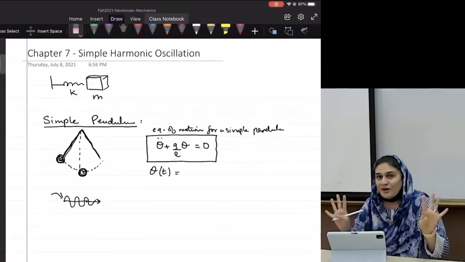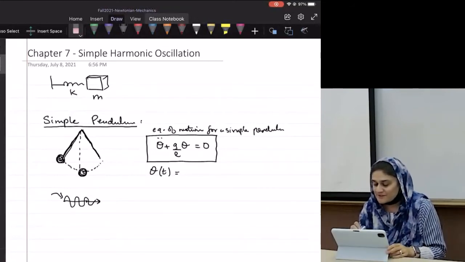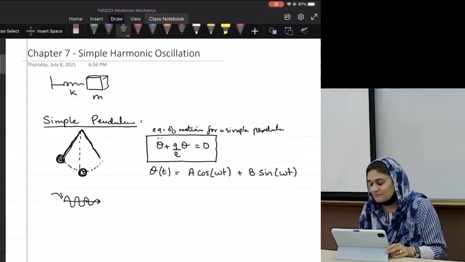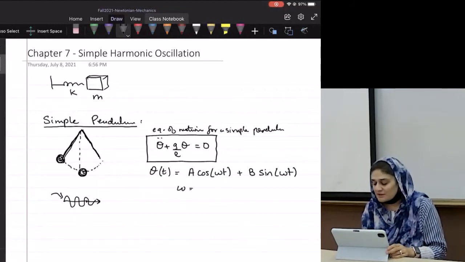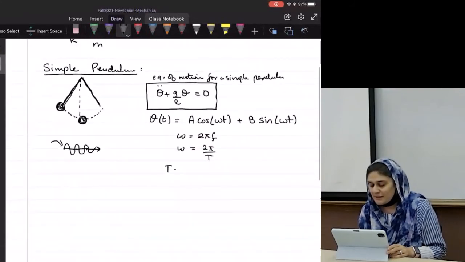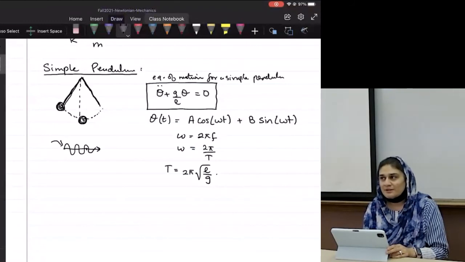So now, knowing all of this, do you think a good, reasonable solution will look something like this? A cosine of omega t plus B sine of omega t, where omega is 2 pi f. And can I also write this as 2 pi over T? Because frequency is 1 over T. And the period is given by 2 pi square root of L over g. And I believe we derived it in the lab at one point using dimensional analysis.